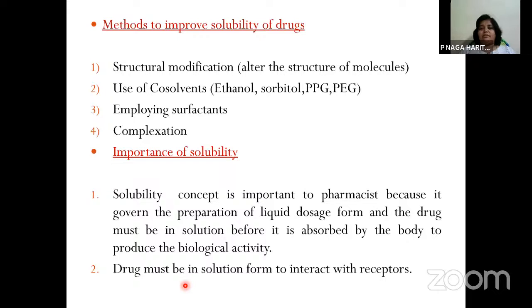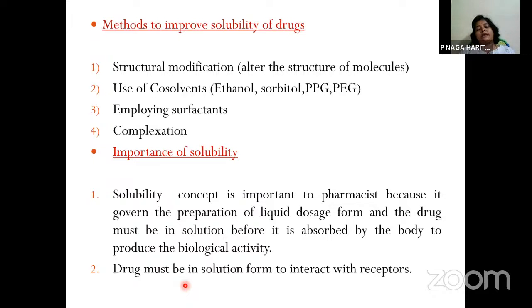And there are certain methods which are used to improve the solubility, because there will be certain drugs which do not have proper solubility. The solubility of such drugs can be enhanced by various methods. Here I have given only a few methods, because that is not the point here.